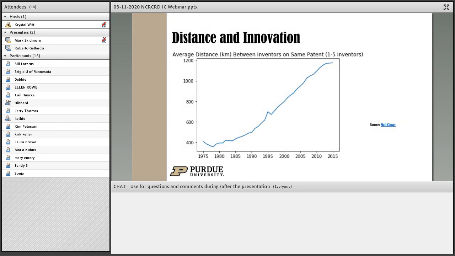And here's a very interesting graph. This one shows that the average distance has tripled among inventors. And this is interesting because everybody talks about innovation and the need to be in very dense urban areas to be able to really innovate. Well, there are a couple of studies that have come out.